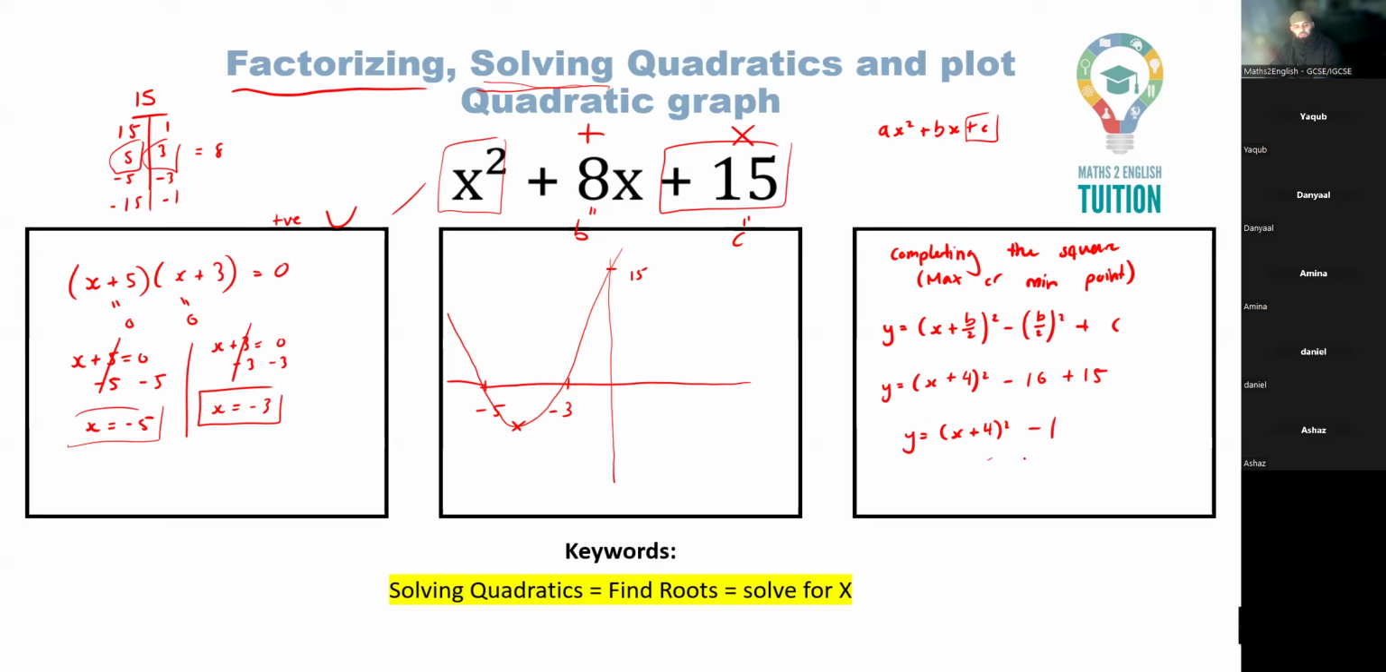Your x value is going to be the opposite of what's in the bracket, which is x equals minus 4, and your y value is whatever's outside, y equals minus 1. So we can say that the minimum point over here is going to be (minus 4, minus 1). That's how you complete the square. All right, next topic.